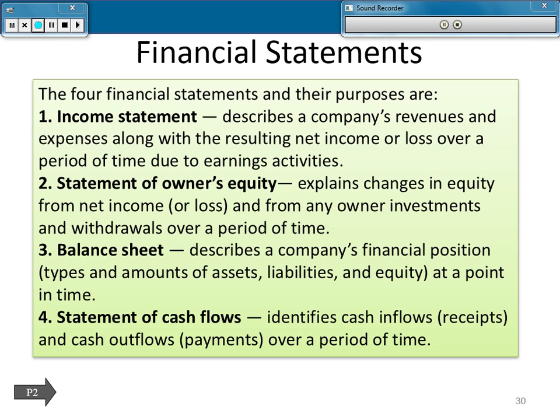Financial statements. These are the most important, so write that down. The top four financial statements: income statement, statement of owner's equity, balance sheet, and statement of cash flows.